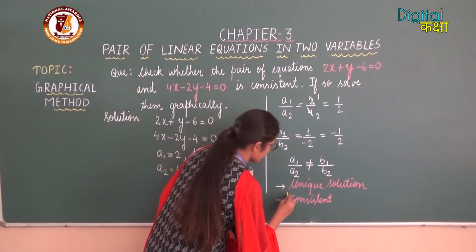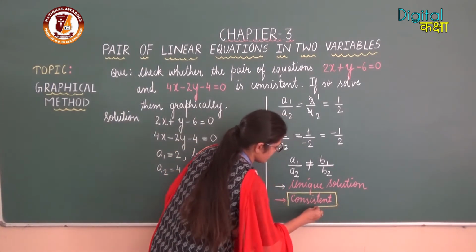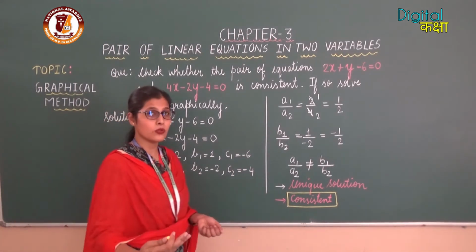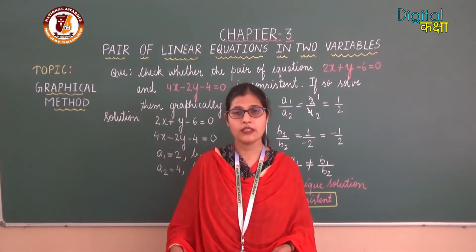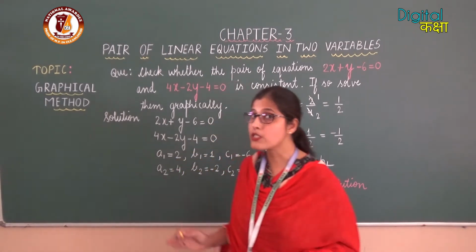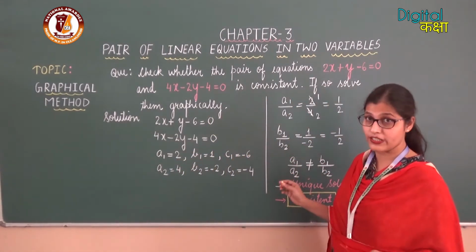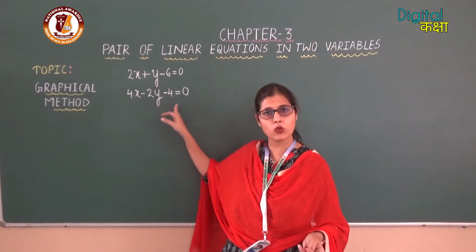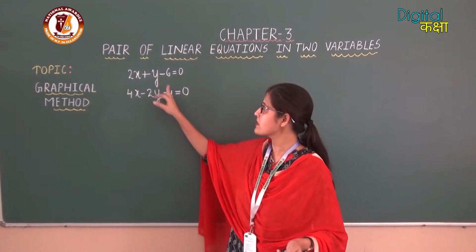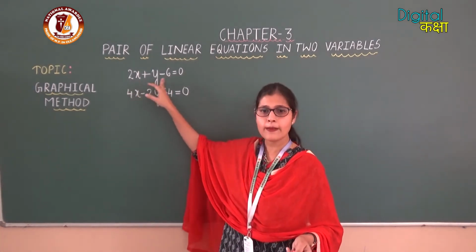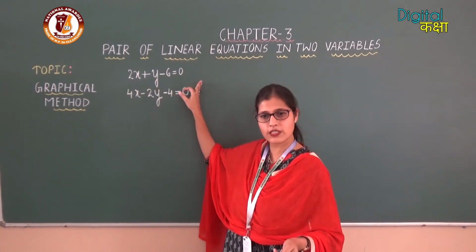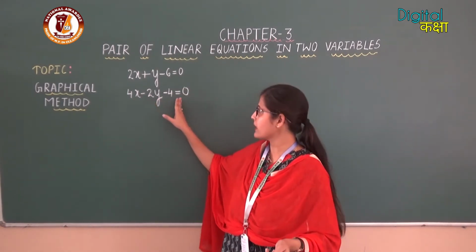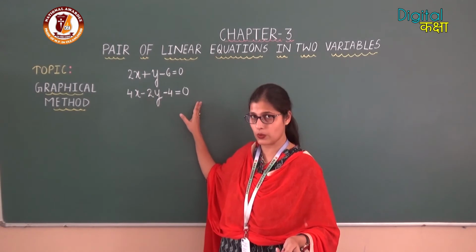As we are getting the pair of linear equations as consistent, we will be switching to the next part of the question. That means that we will be solving the question graphically. As you can see, we have written both the equations, that is 2x plus y minus 6 equals 0 and 4x minus 2y minus 4 equals 0.